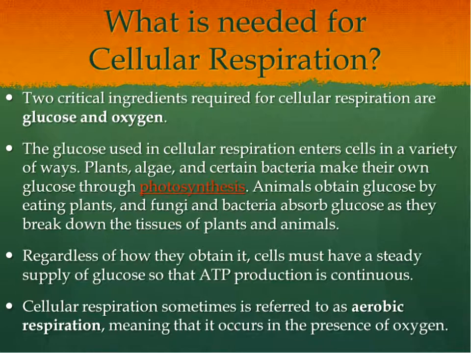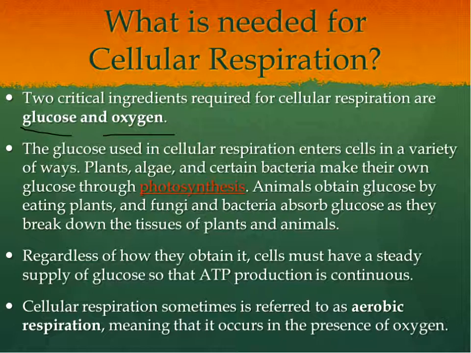All right. And then what's needed for cellular respiration? This is pretty much just a review. Remember, we need glucose and oxygen. The glucose used in cellular respiration enters cells in a variety of ways. Either plants, algae, or certain bacteria make their own glucose through photosynthesis. And then animals will eat that, and they will absorb glucose as they break down the plants and animals.